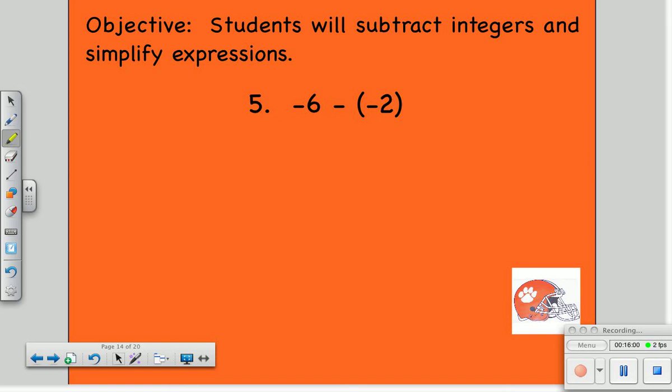Number 5, negative 6 minus negative 2. Negative 6, change subtraction to addition, change negative 2 to positive 2. Now I have different signs. I have a negative and a positive. Negative, positive. So I subtract. 6 minus 2 is 4. Is 4 negative or positive? What do I have more of? I have more negatives. So 4 is negative.